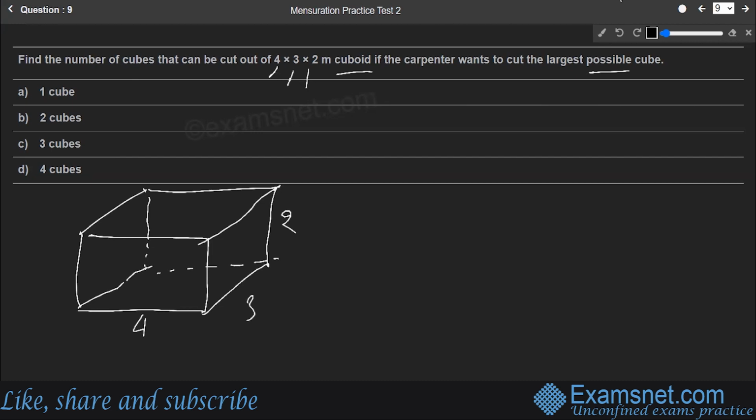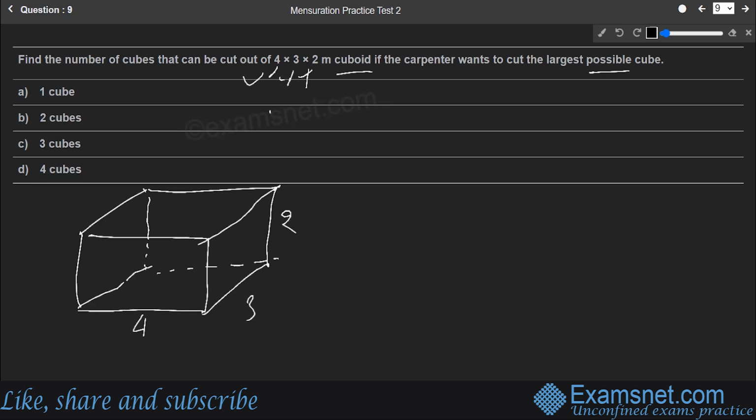The cube that is to be cut always has the same dimension on all the edges. So we have three dimensions, 4, 3 and 2. The edge of the cube that you want to cut will be the smallest of these three dimensions, which is going to be 2. So clearly the cube to be cut will have an edge of 2 meters.